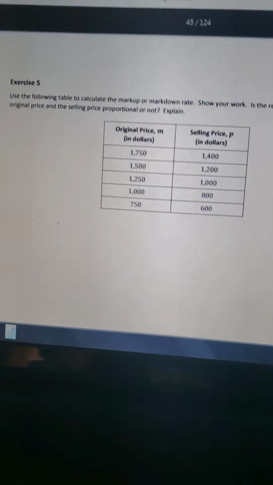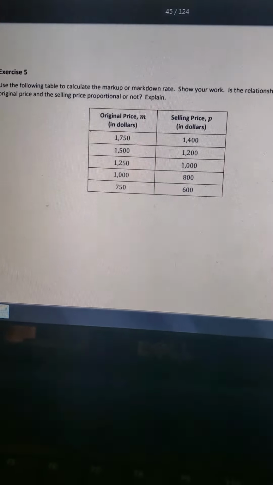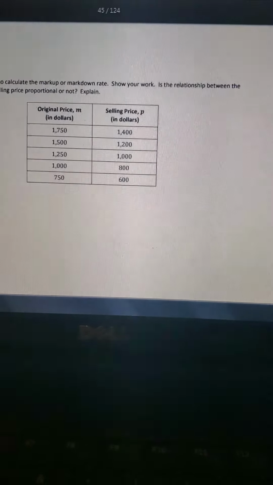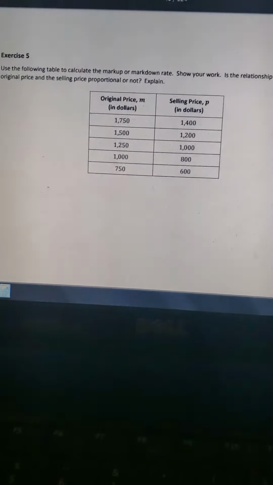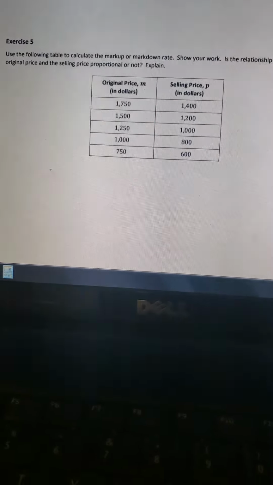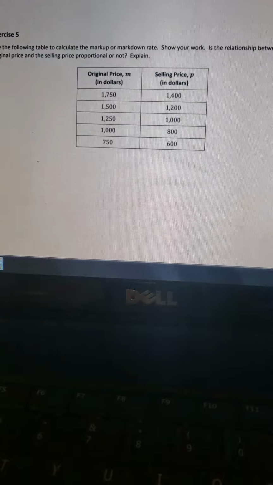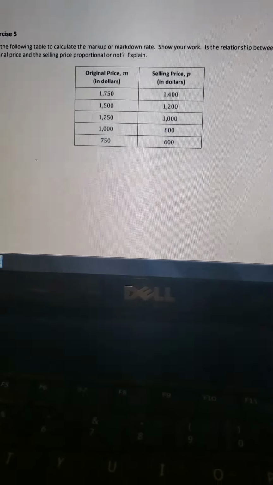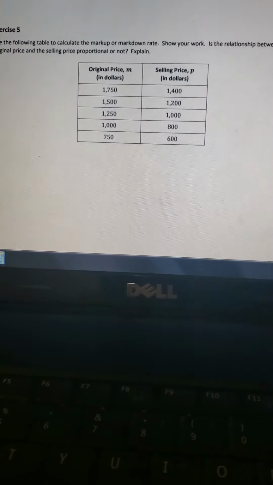Okay, so they're looking at the original price. The original price is $1,750. The selling price is $1,400. So if the original price is $1,750 and the selling price is $1,400, you should be able to tell just from that it is going to be a markdown. Now the question is, what is the markdown rate? What is the percentage of the discount?